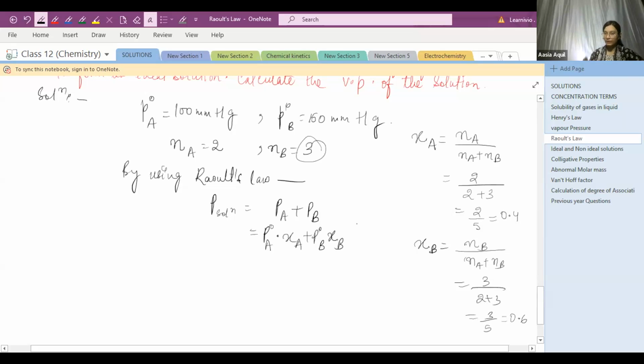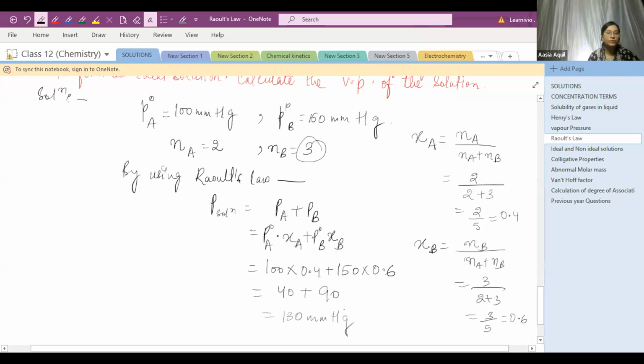So now we have calculated the mole fraction of A and B. Now substitute the values here and you will get the answer. P naught A value is given, which is 100 mmHg, into XA value, the mole fraction of A, which is 0.4, right? Plus it's given 150 into the mole fraction of B, which is 0.6. Now solve it and tell me the answer. It's 40 plus 90. So it will give you 130 mm of Hg, right?